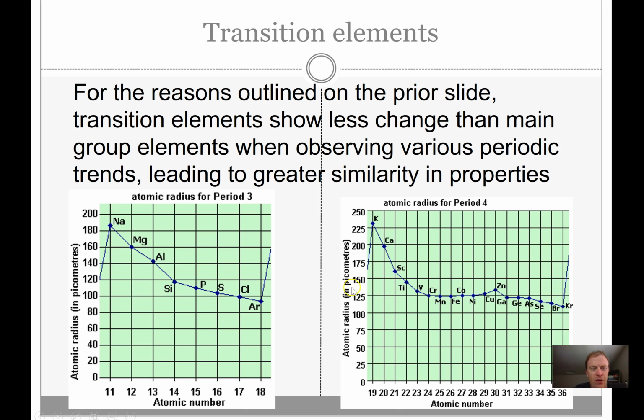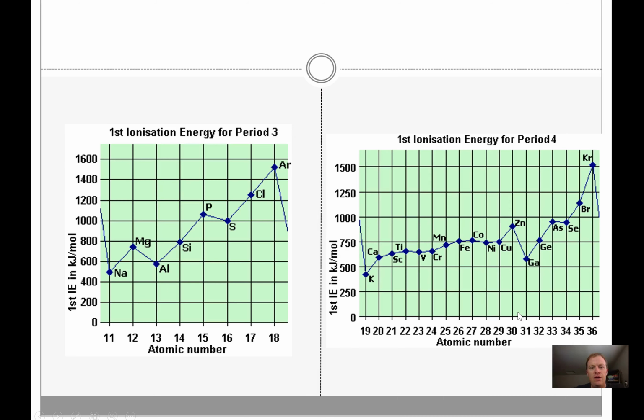So for example, here we have radius versus, these are main group elements, not transition elements. And then here are some main group elements, but transition elements here in the middle. And the graph is flatter. There's not as much change as we move to the right in radius, so they're more similar to each other.